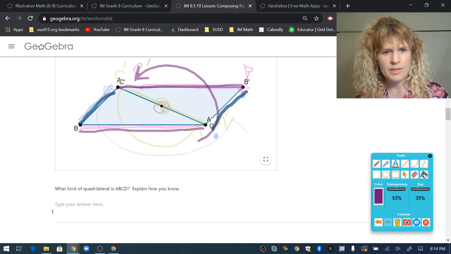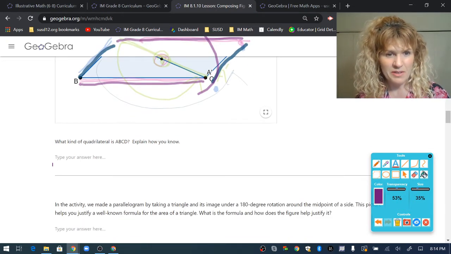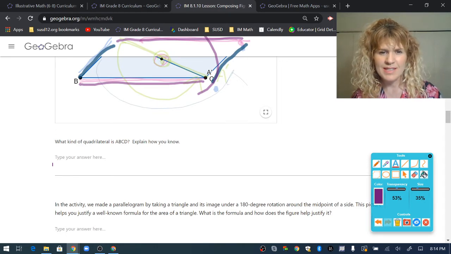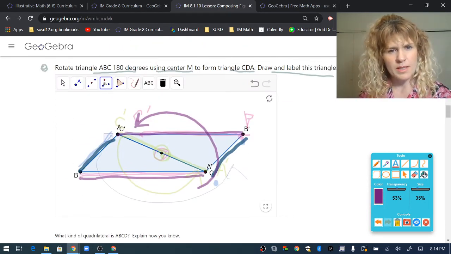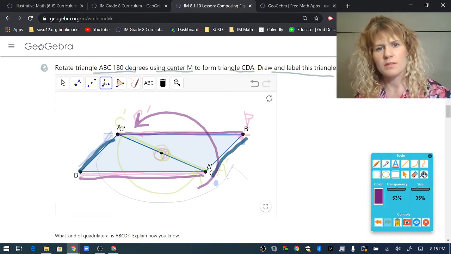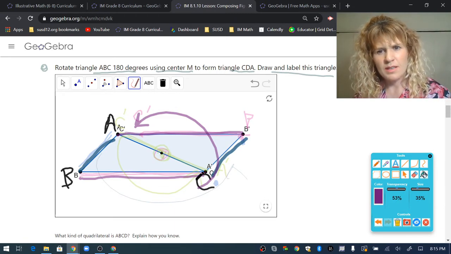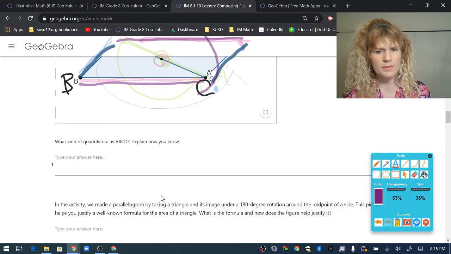I don't know where it put the D on here though. ABCD. Anyway, what kind of quadrilateral is ABCD? Explain how you know. Okay, I'm just going to label this so it is clear for everyone. This was A, B, C, and we're going to call that D now. What kind of quadrilateral is it?